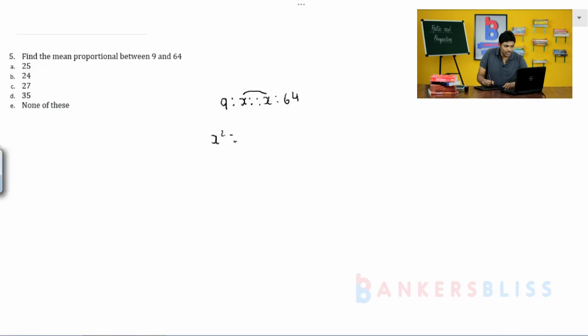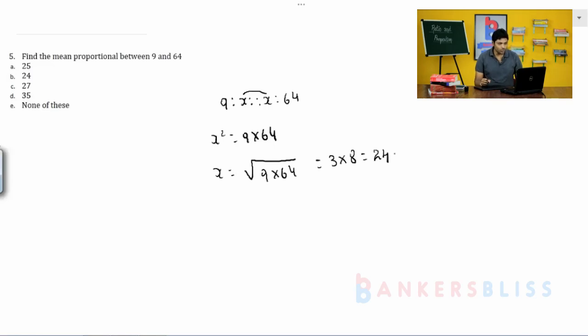So x square is equal to 9 into 64. Therefore x is equal to root of 9 into 64, which is equal to 3 into 8, that is 24. So the mean proportional value is 24. Very simple, if you want to calculate the mean proportion, the two middle values will be equal, hence this is the procedure to follow. x is 24, option B is the right answer. Okay, let's move on to the next problem, problem number 6.